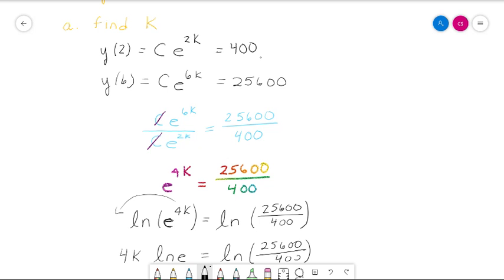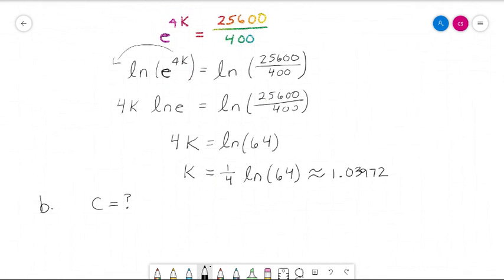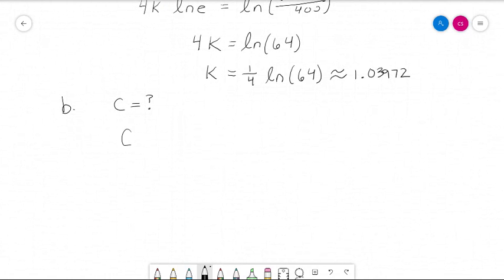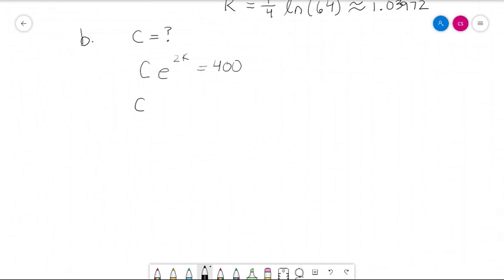So let's bring this expression down to part B. All right, but we just figured out what K was. So let's make that substitution. K was 1/4 the natural log of 64. And we know that's 400. Okay. So let's see. What's 2 times a fourth?